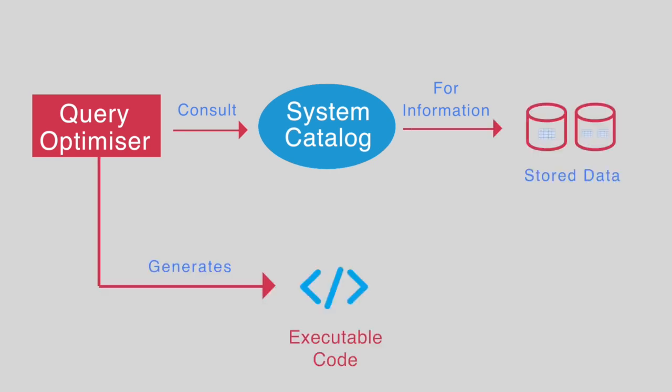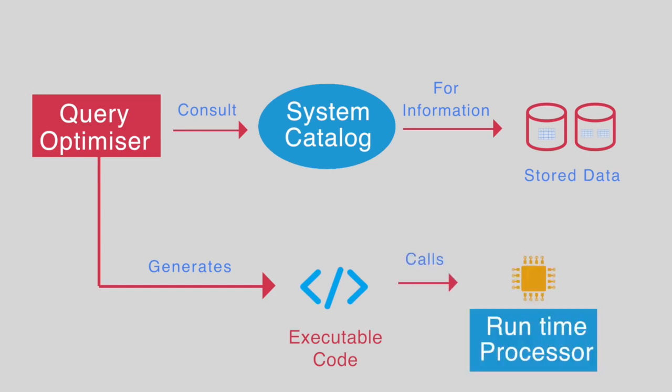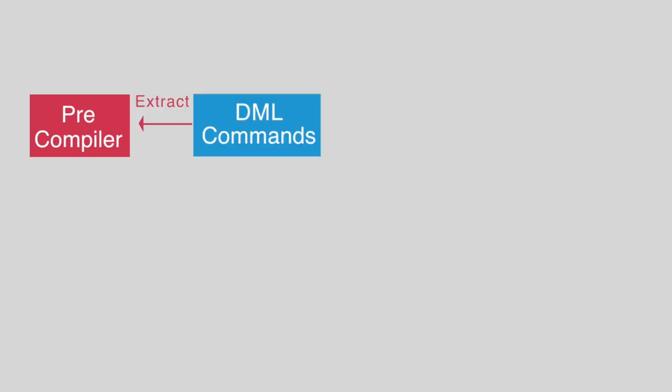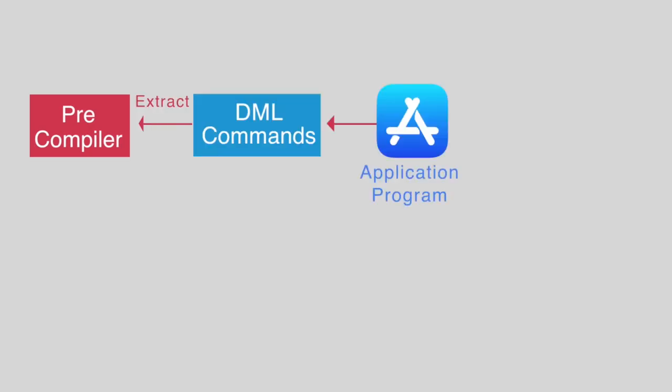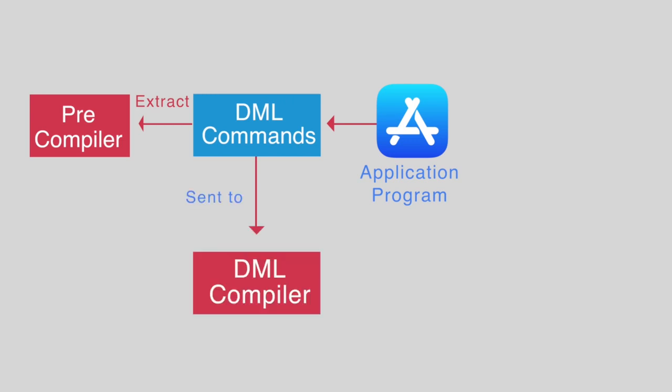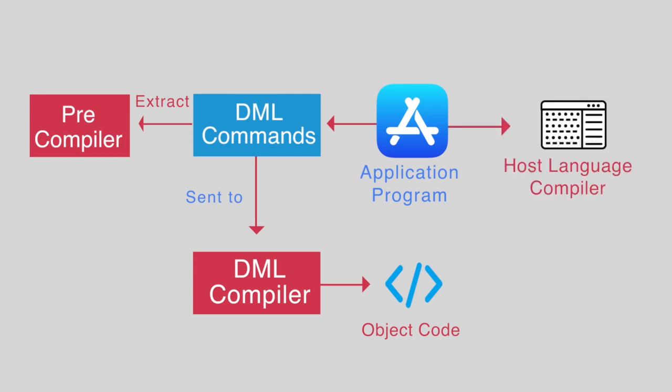This code performs the necessary operations for the query and makes calls on the runtime processor. Precompiler. It extracts DML commands from the application programs. These DML commands are sent to a DML compiler for compilation into object code for database access, and the rest of the program is sent to the host language compiler.